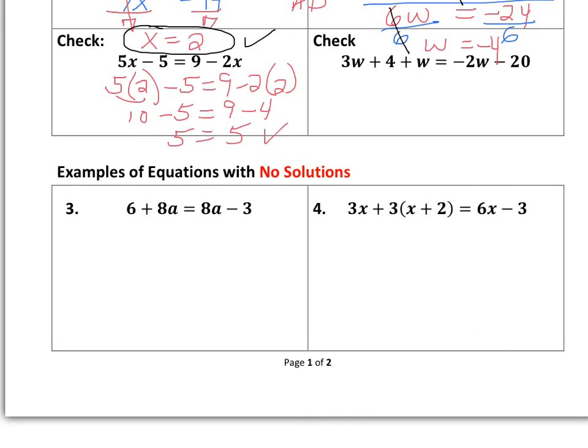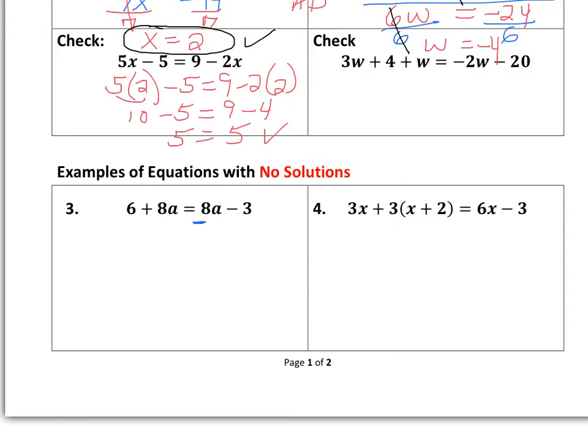Okay, now let's take a look at examples of two equations where there actually is no solution at all. We're not going to be able to solve for the unknown here. So how does it happen? Well, look at this first example in number 3. We want to get the variable terms on one side and the constants on the other. So here I have a plus 8a. There is no negative sign in front of there, so it's automatically assumed to be positive.